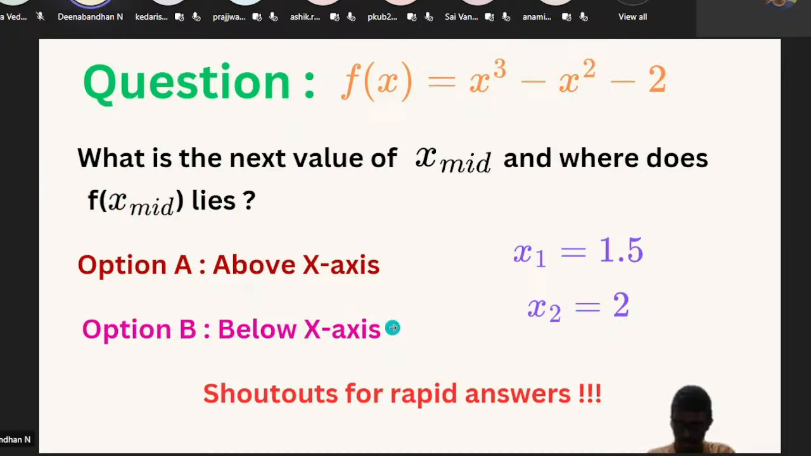Is it above the x-axis or below the x-axis? I mean, in a way, you can say, should I change x1 or should I change x2? The chat mods, I think, will be ready with the polls. You just need to tell the answer. Shoutouts for the rapid answers, I guess.